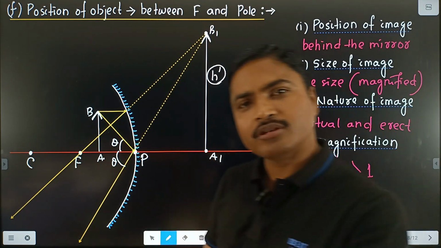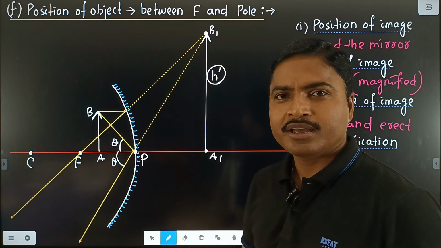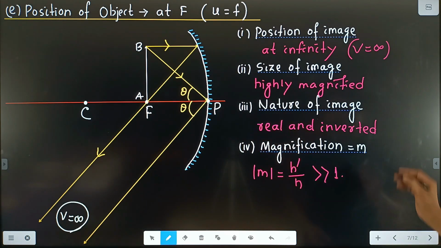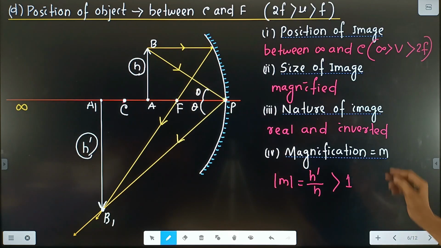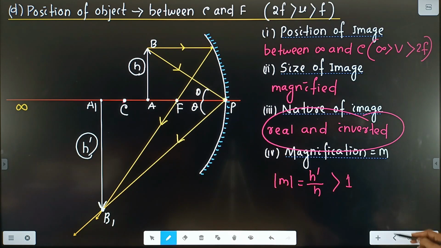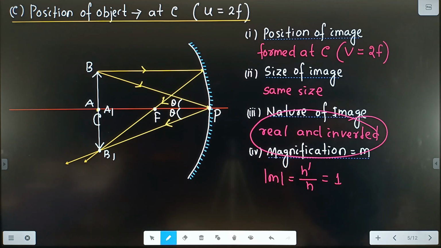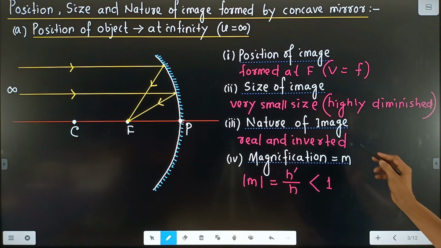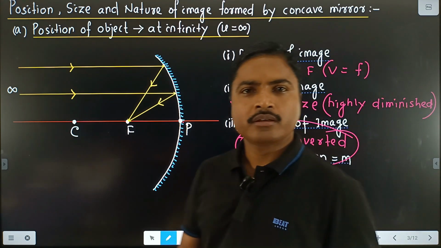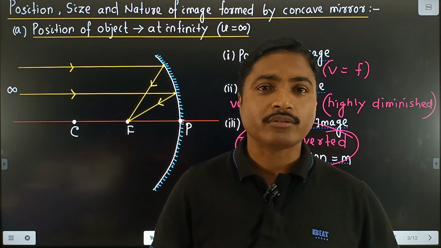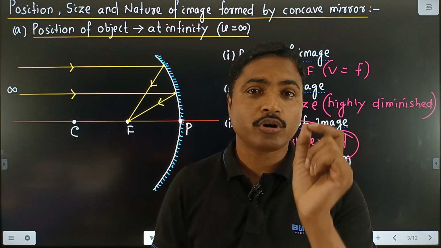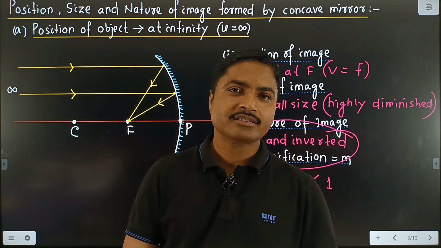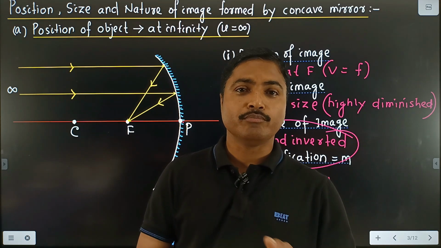But in all other cases, in case of concave, a real and inverted image is formed, just like this. Here also a real and inverted image is formed, and here also, and here also, and here that is also real and inverted. Clear? And this is all about image formation by a spherical mirror. In the next class, we will discuss the mirror equation.